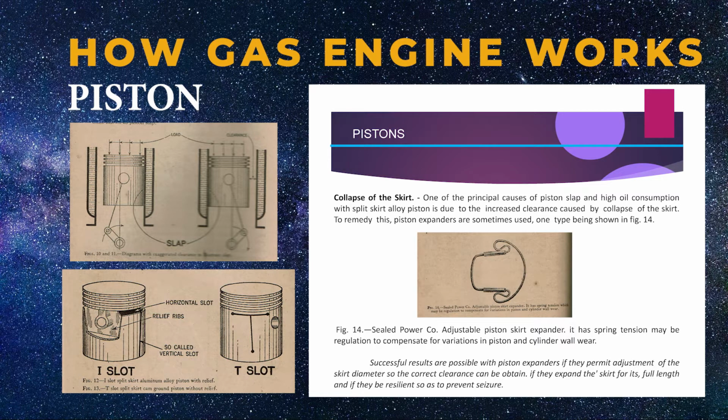Collapse of the skirt. One of the principal causes of piston slap and high oil consumption with split skirt alloy pistons is the increased clearance caused by collapse of the skirt. To remedy this, piston expanders are sometimes used, one type being shown in Figure 14. Figure 14. Sealed Power Company adjustable piston skirt expander. It has spring tension, and may be regulated to compensate for variations in piston and cylinder wall wear.